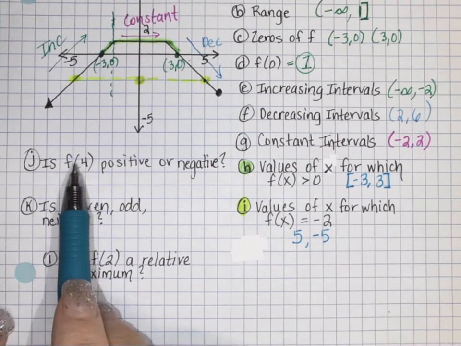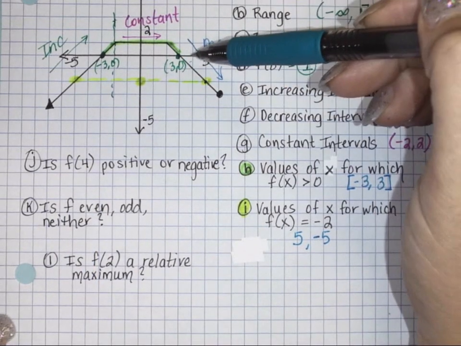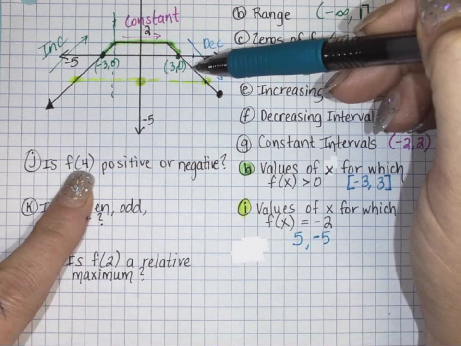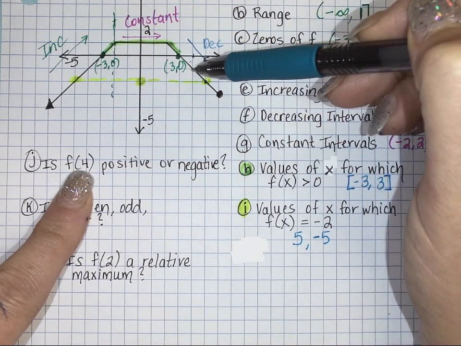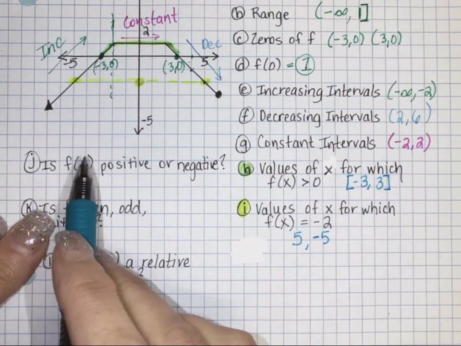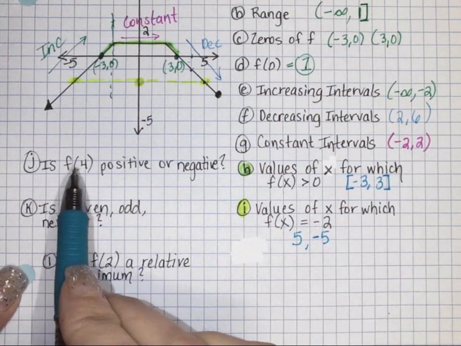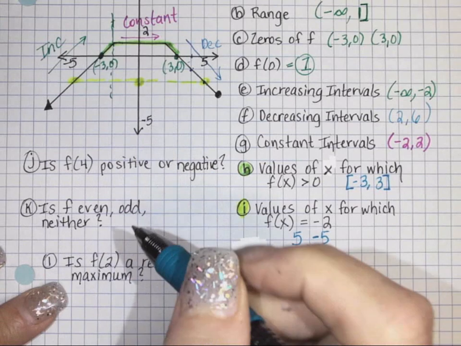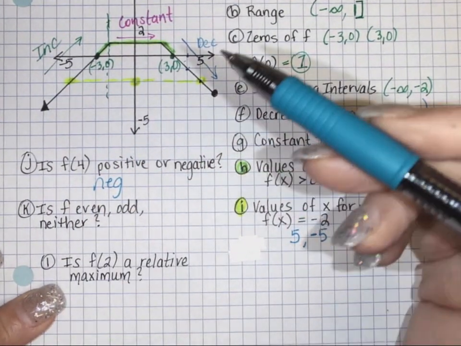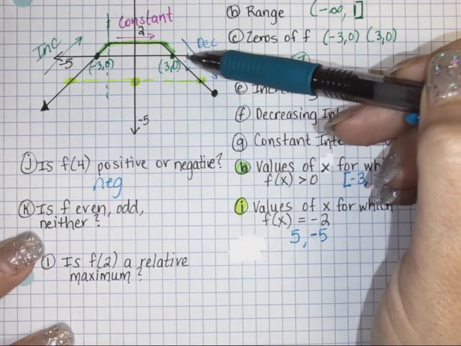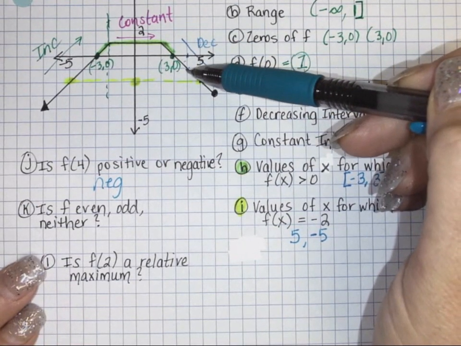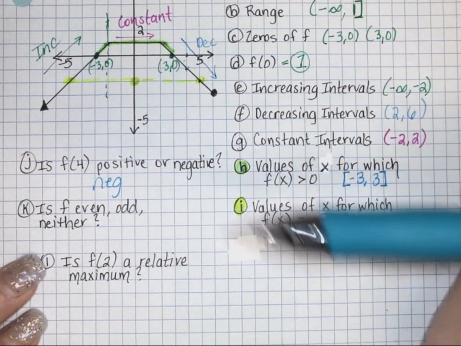So f of 4, they give you y of 4. So let's go to the y-axis of 4. Go where your graph is here. Well, that definitely is going to have a negative y value. And that's what they're asking for. They're saying find f of 4. They give you x. They want you to find y. So this is negative. Once again, we went to the x-axis at 4. And then went to the graph. The corresponding y is negative.